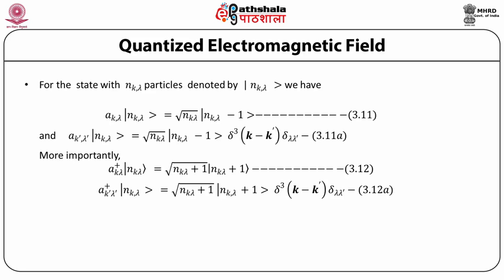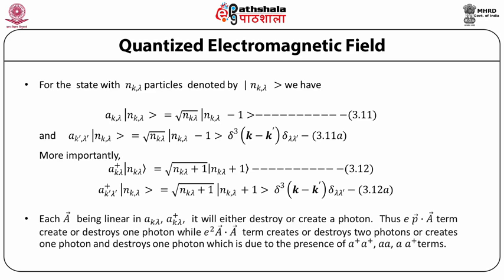More importantly, a dagger k lambda operating on nk lambda is equal to the square root of nk lambda plus 1 multiplied by the ket vector of nk lambda plus 1. So it takes the nk lambda ket into the nk lambda plus 1 ket. Similarly, a dagger k prime operating on this is the same thing with an extra delta function which involves k minus k prime and lambda lambda prime.